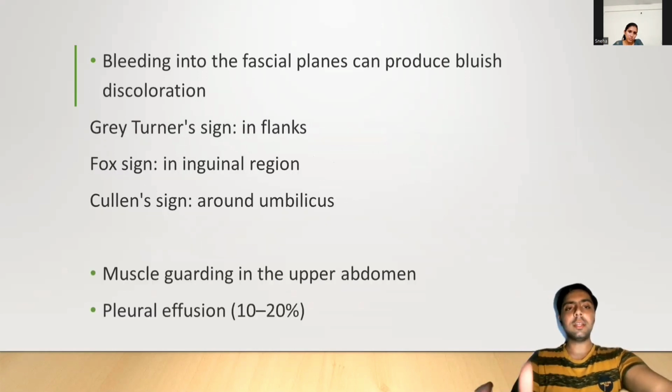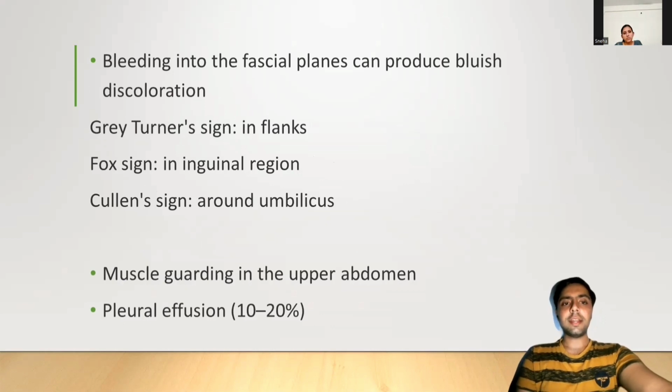Moving on, now it's a typical feature, bleeding. That is bleeding into the fascial planes. Because of the hemorrhage in the pancreas, there will be bleeding in the surrounding areas, as well as what happens here, the capillary will break. Your capillary breakage will lead to bleeding.